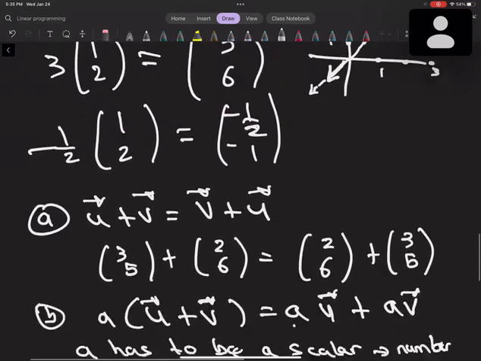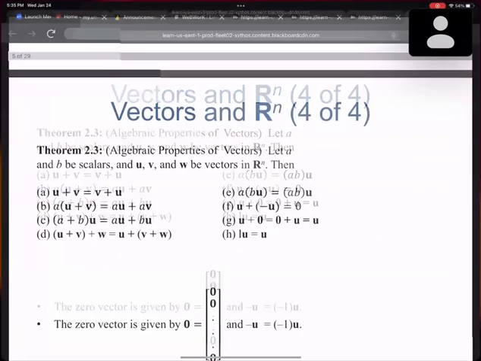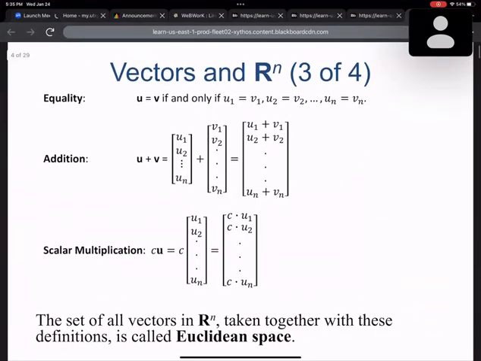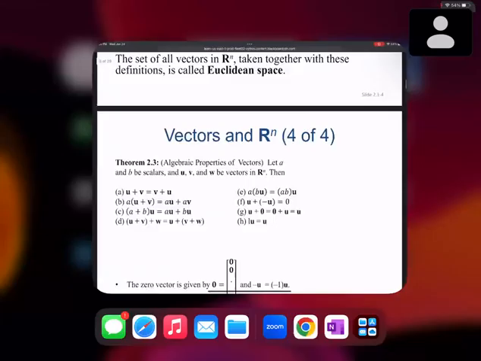Because it was one of the properties. Remember when we saw it here? This property: scalar multiplication, addition, and when two vectors are equal. Those are the rules, guys. When you start playing a board game, those are the rules. If you don't apply these rules, you are not playing the game. So we are applying the game.